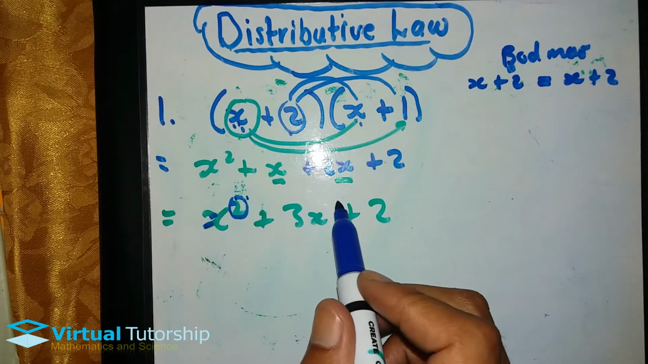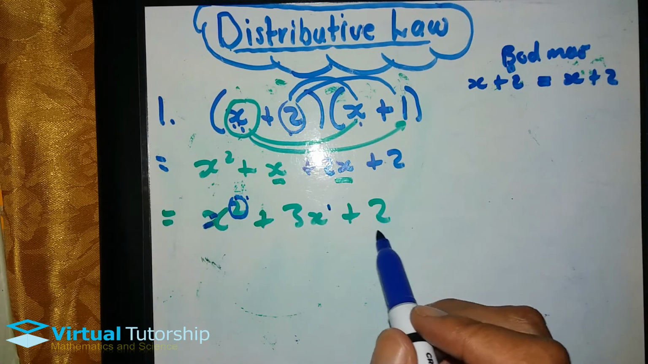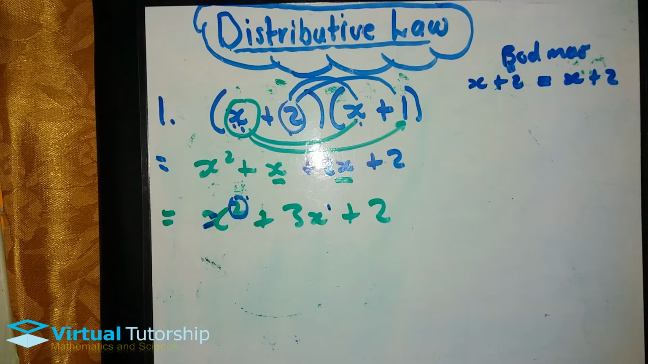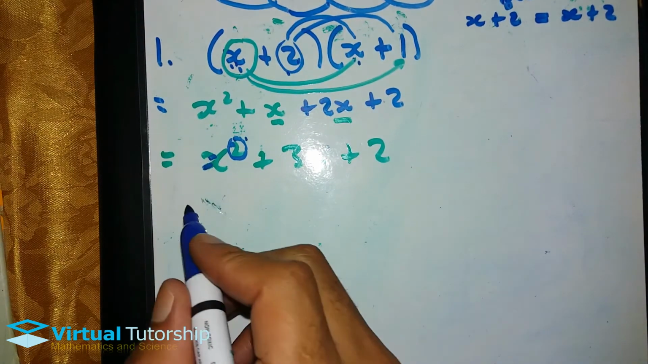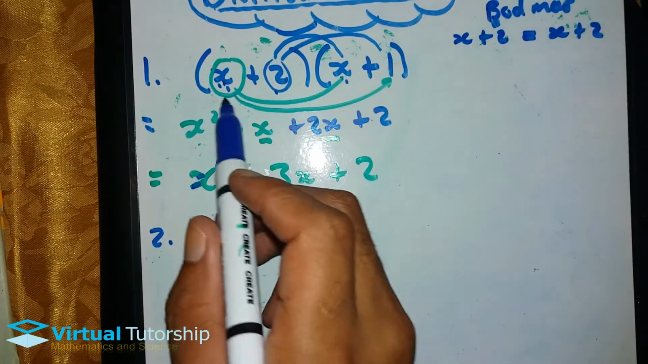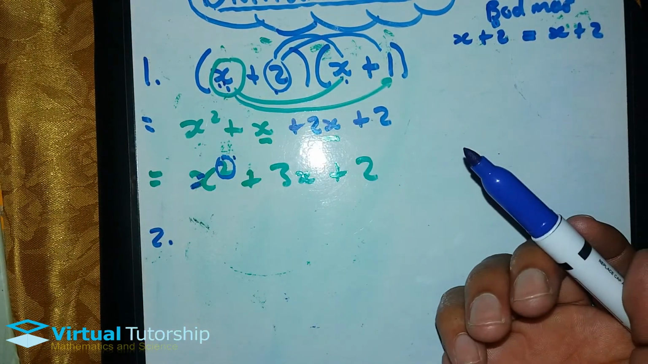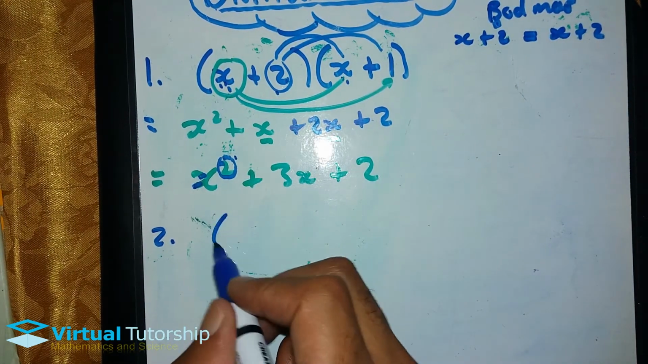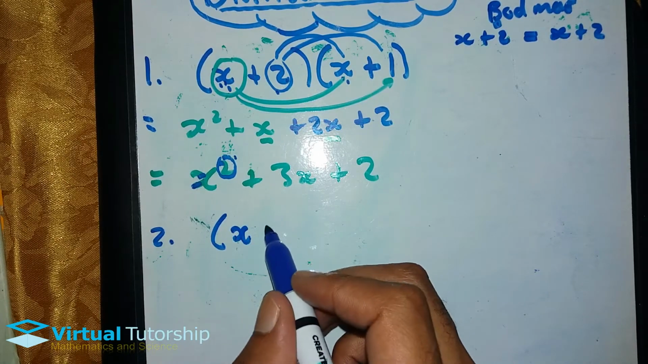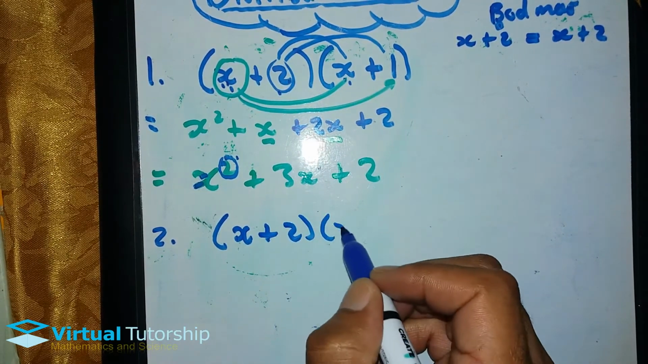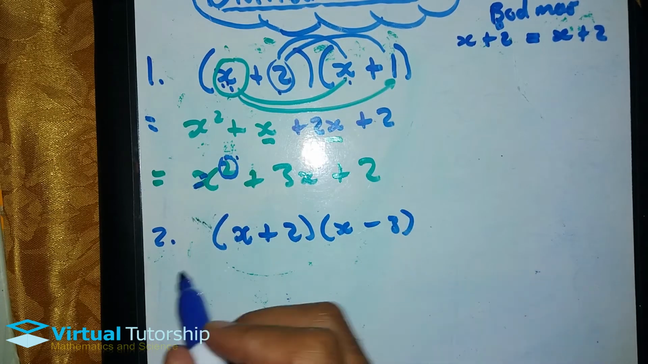So it's 2, 1, and then you keep the constant, I'm saying. So let's take another example. By the way, here we multiply two binomials. Let's take another example where (x + 2)(x - 3), I'm saying.